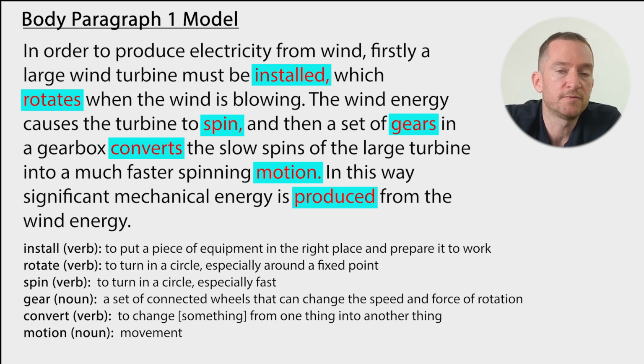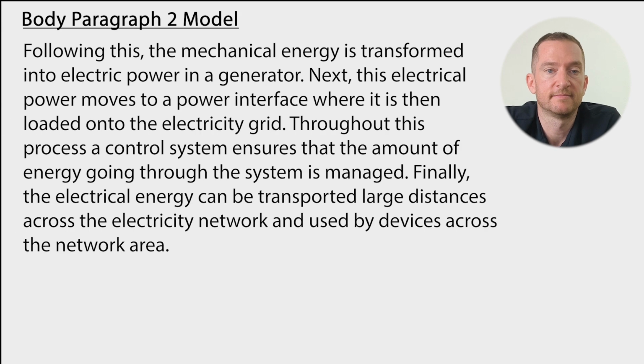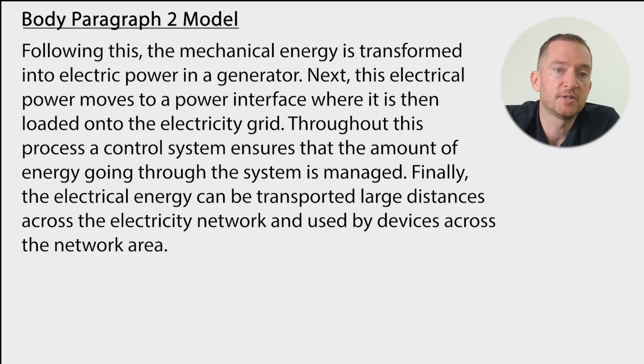Now let's look at a model for body paragraph 2. Following this, the mechanical energy is transformed into electric power in a generator. Next, this electrical power moves to a power interface where it is then loaded onto the electricity grid. Throughout this process, a control system ensures that the amount of energy going through the system is managed. Finally, the electrical energy can be transported large distances across the electricity network and used by devices across the network area.